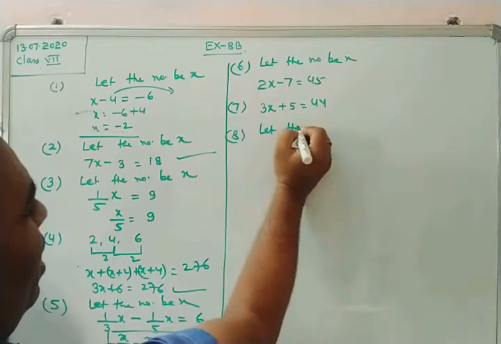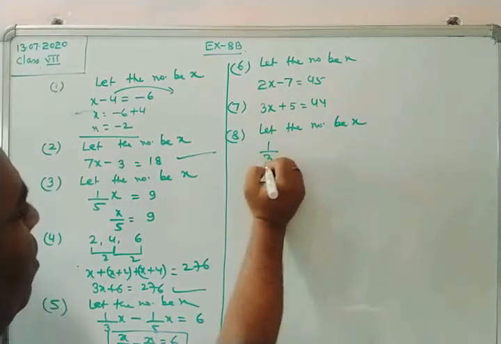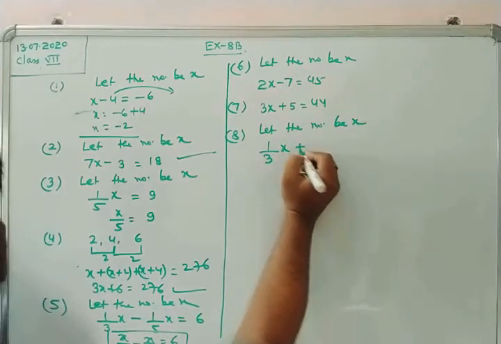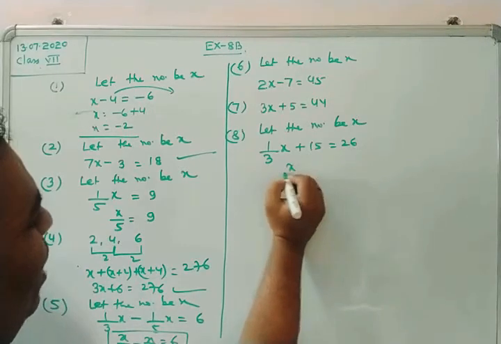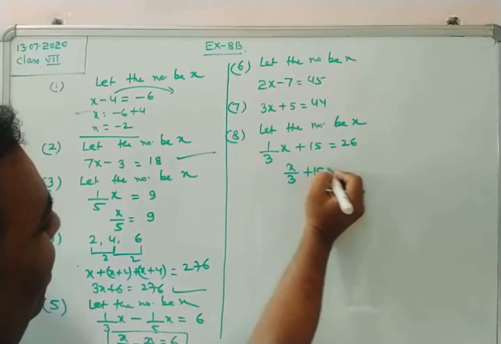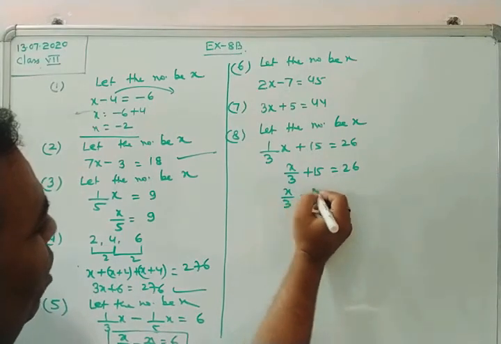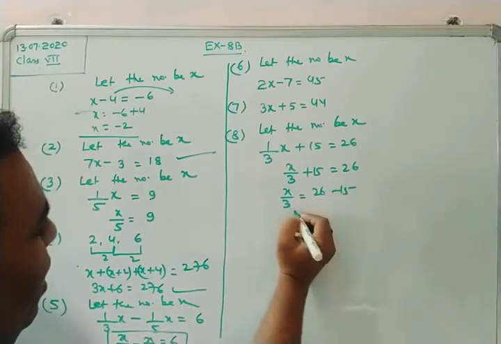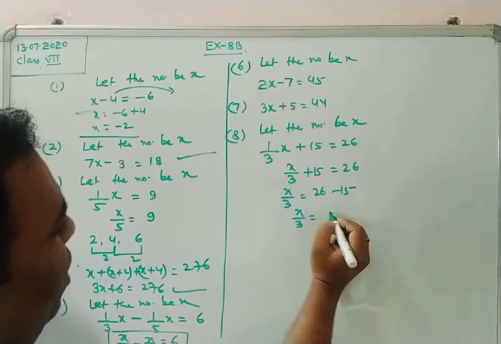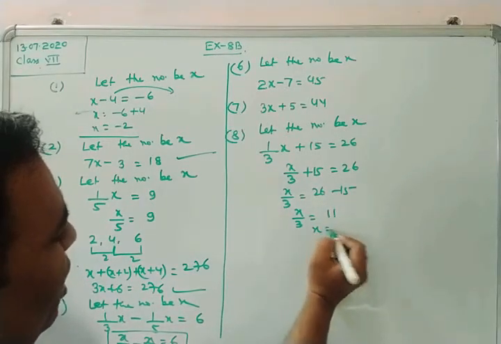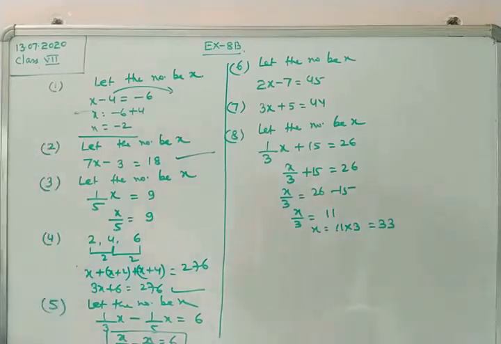Let the number be x. 1/3 of number means 1 by 3x plus 15 equal to 26. That means x by 3 plus 15 equal to 26. That means x by 3 equal to 26 minus 15. x by 3, 26 minus 15. How much? 11. So x equal to 11 into 3. It will give you 33.